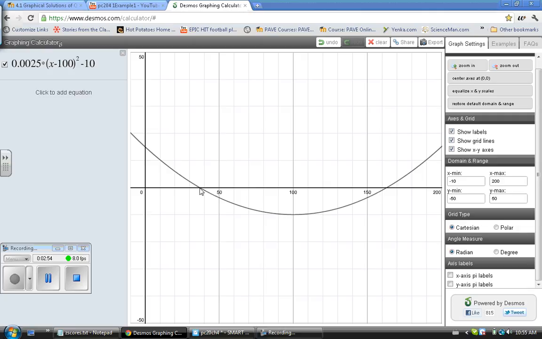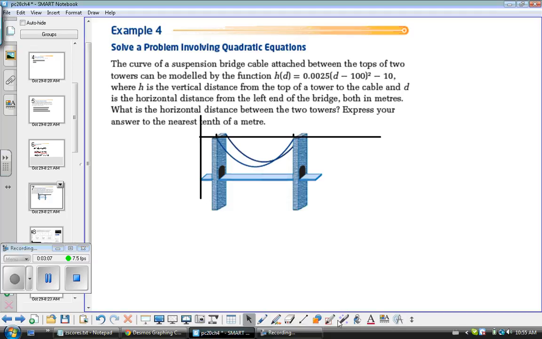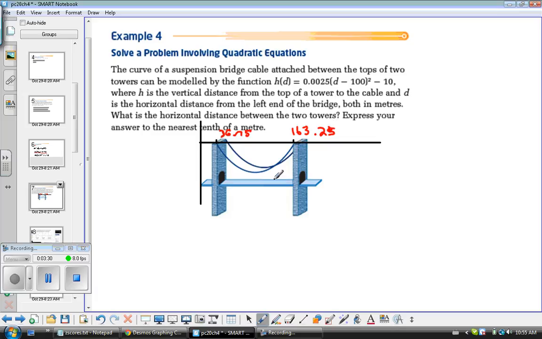Okay, so here, let's see what these are. Click on it so that the y value is 0. So 36.75 and 163.25. Okay, let's write that in a little text box to do this subtraction for you.